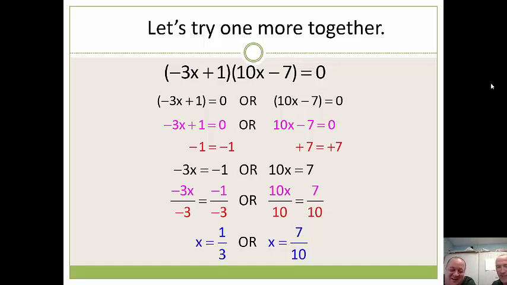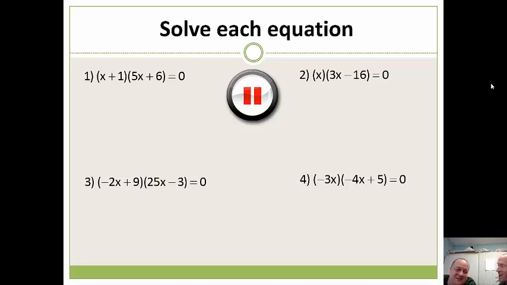So you get 1/3 and 7 over 10, or 7 tenths. And hopefully that made sense. If not, it's Mr. Reitman's fault. All right, moving on to the next slide is going to be your chance to do these 4.